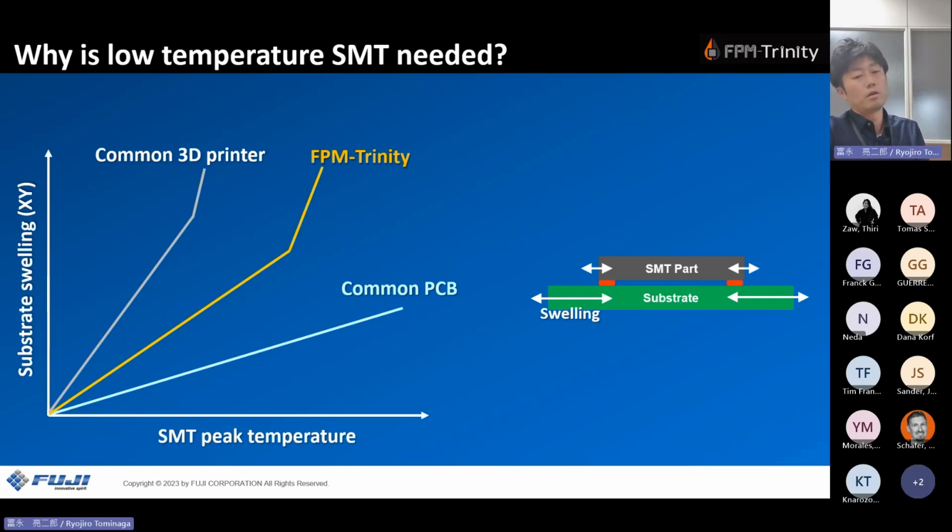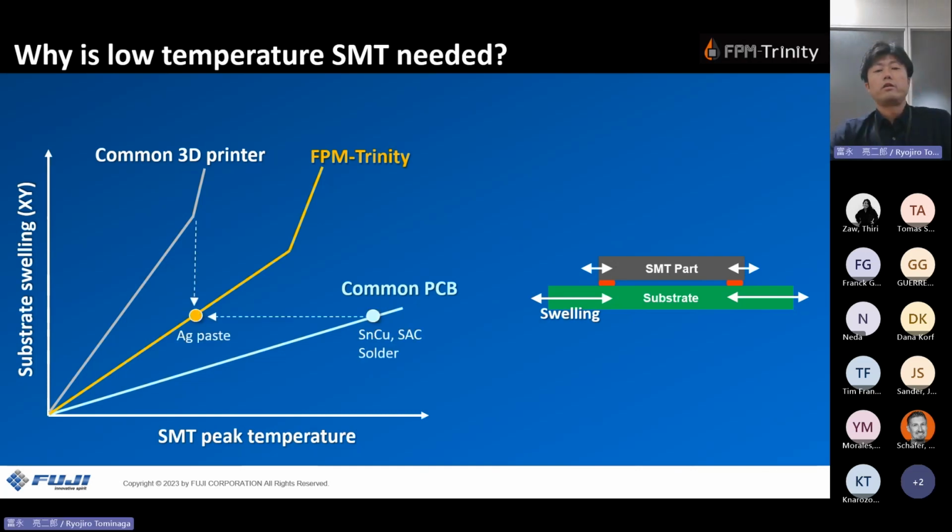So for the FPM Trinity, we developed a very good material with a chemical supplier, which has very low CTE and a very high TG. But even so, it's not equivalent to the common PCB. Therefore, in order to achieve the same substrate swelling ratio, we have to decrease the peak temperature as much as possible. By the estimation, we concluded the temperature should be up to 80 degrees C. But in the 80 degrees C condition, solder doesn't melt. Therefore, we change the material to the silver paste, which can be cured in a low temperature condition.